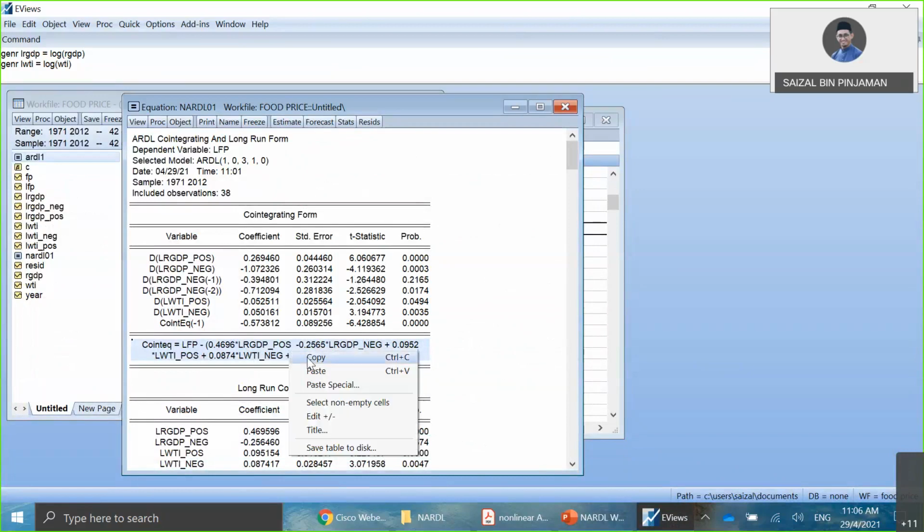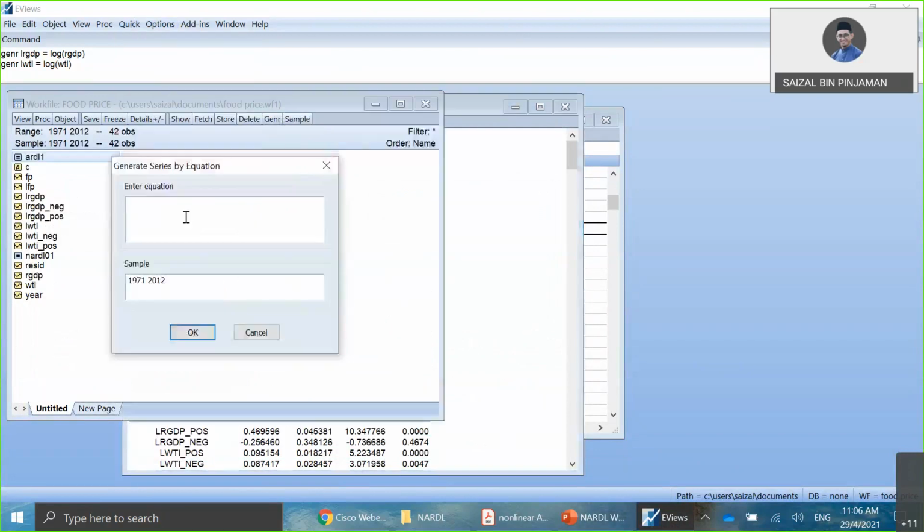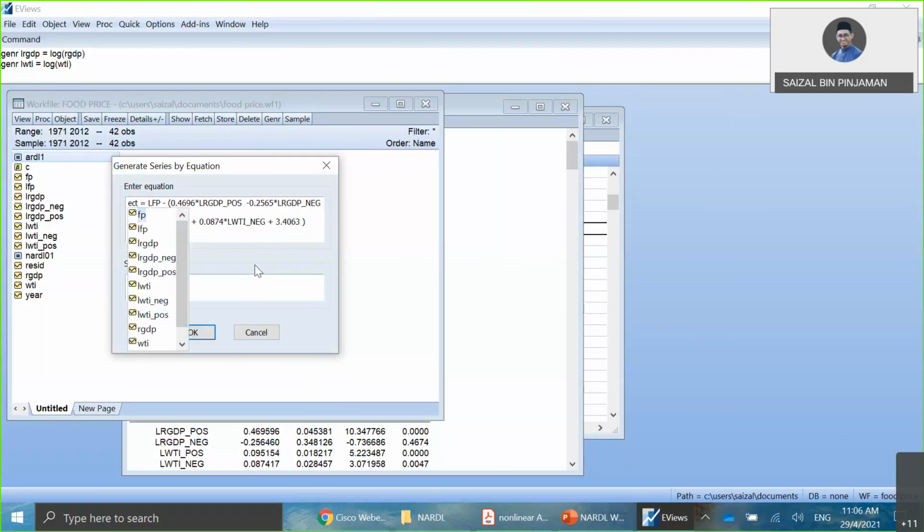We copy the co-integrating equation. Here, click Quick, choose Generate Series, and then enter the equation, paste. Let us rename this co-integrating equation into ECT to make it clear that this is referring to the ECT. And then let us rearrange this equation to make it neater, or more presentable. All right, so I think that's it. We can click OK. I think it is saved already.